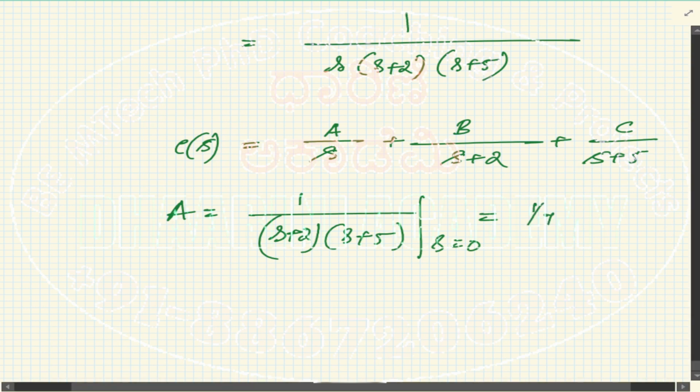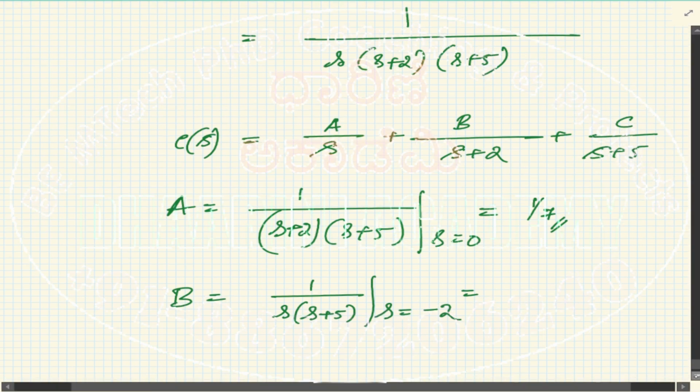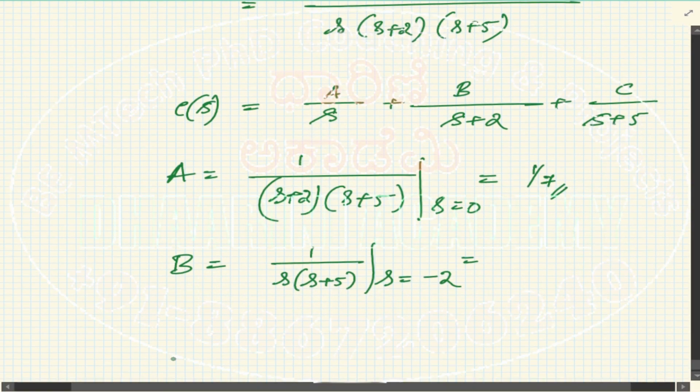That gives 1 by 7, right? Then for B, 1 by s into (s plus 5) with s being equal to minus 2. That gives 1 by 6.